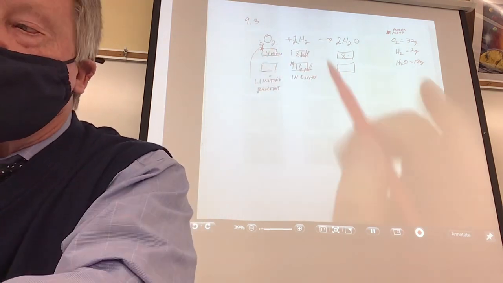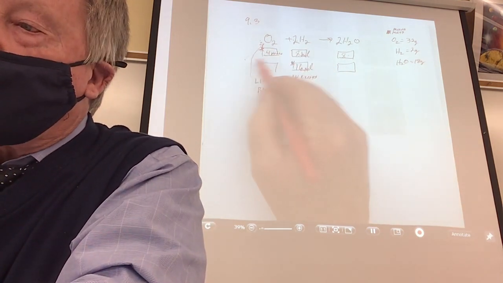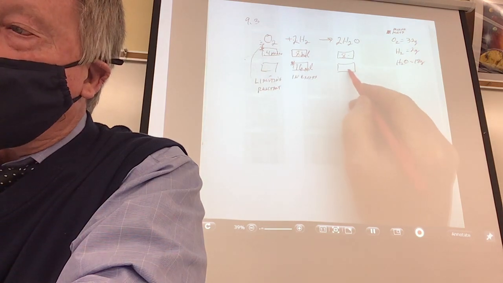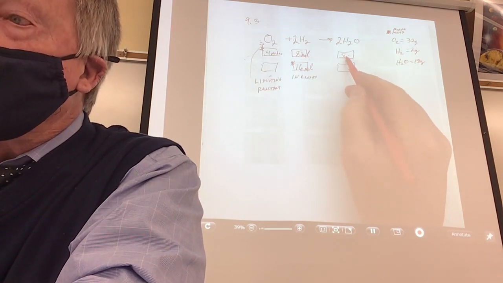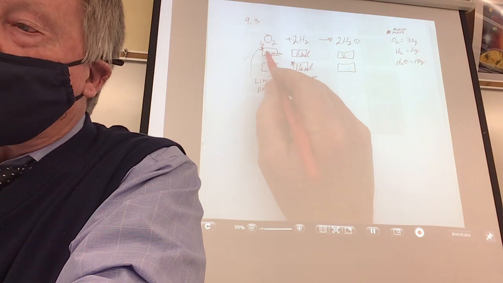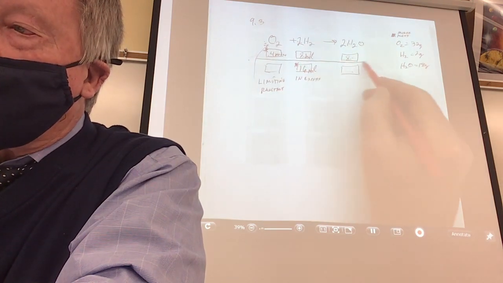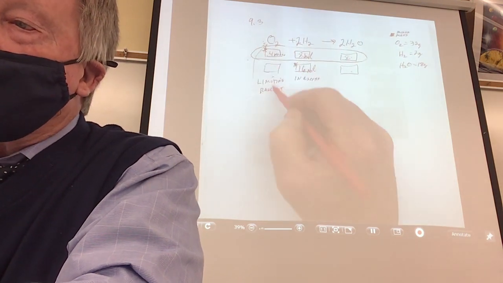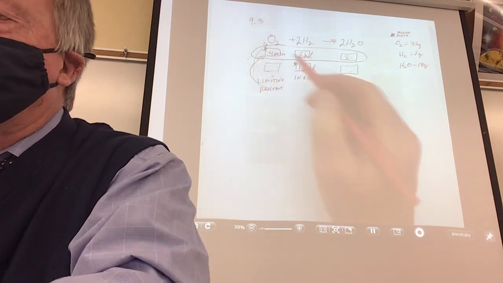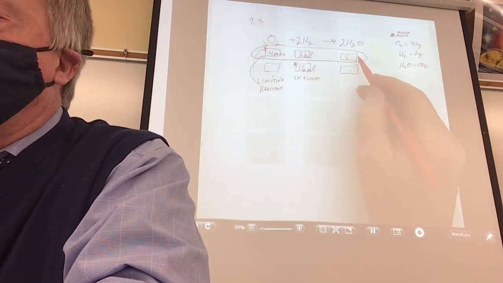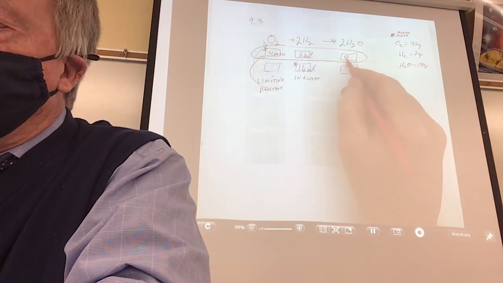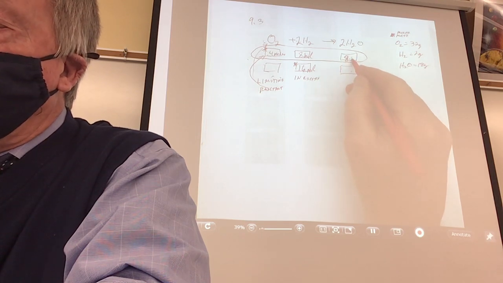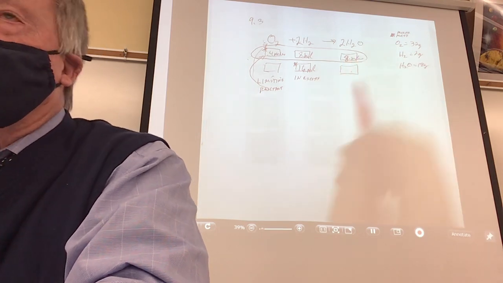Now, what that means is, which is going to happen? Are you going to make this many peanut butter sandwiches or this many? If you run out of this first, this is what's going to happen. So whatever row the limiting reactant is in, that is the storyline. You will make this many moles of water.